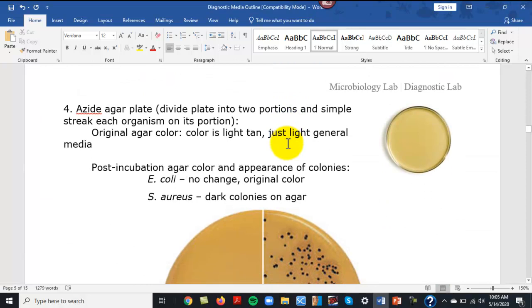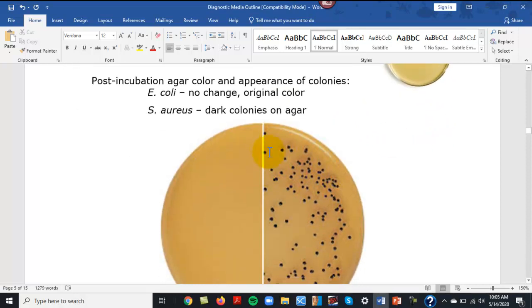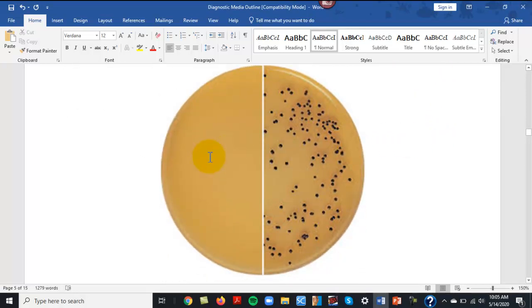Azide. You don't see this one very much. It's this color, kind of the color of general media. You can see on the left here would be a negative result. On the right would be a positive result.